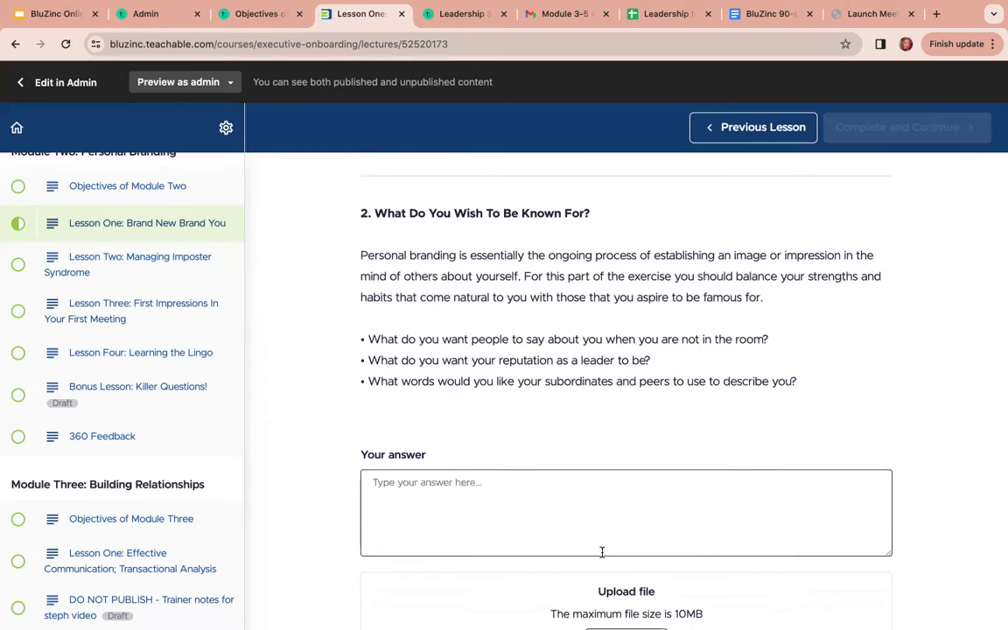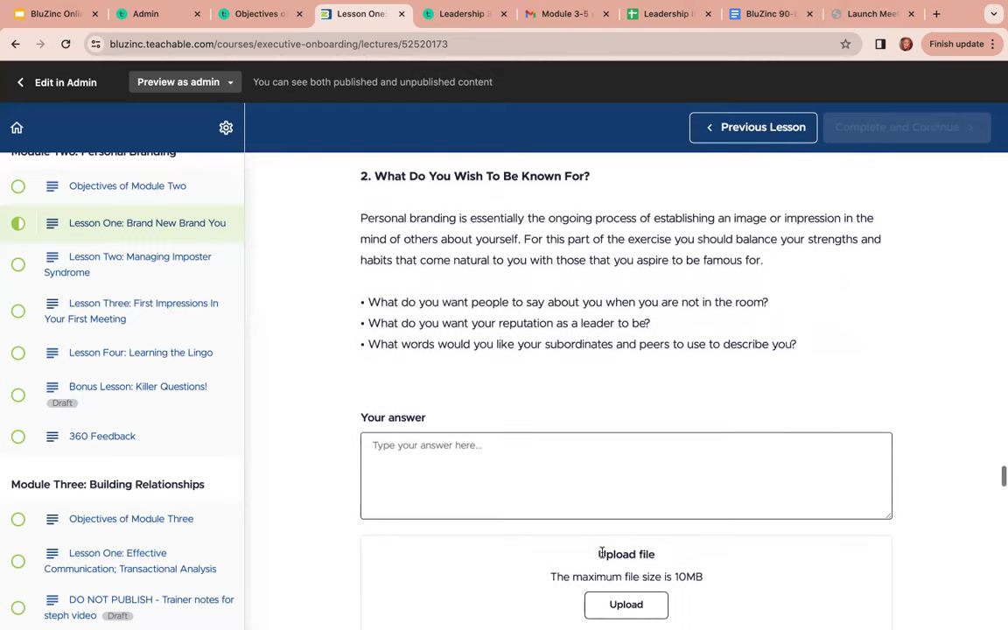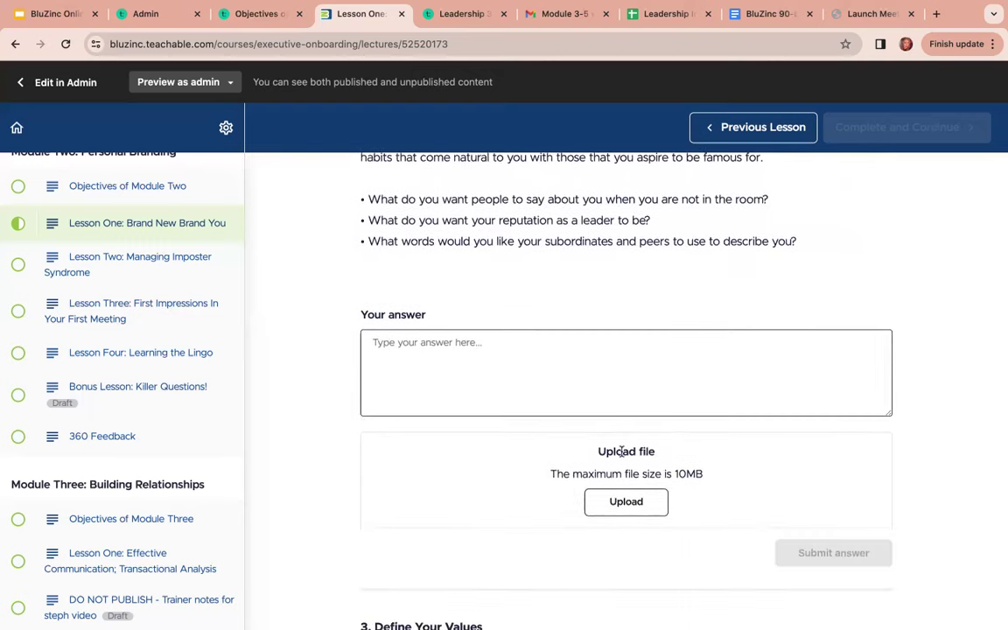Second part of this exercise is, what do you wish to be known for? This is about your personal branding. What do you want people to say about you when you're not in the room? What do you want your reputation as a leader to be? And what words would you like your subordinates, your team members, or your peers to use to describe you? Again, you can type your answer into here or upload a file.